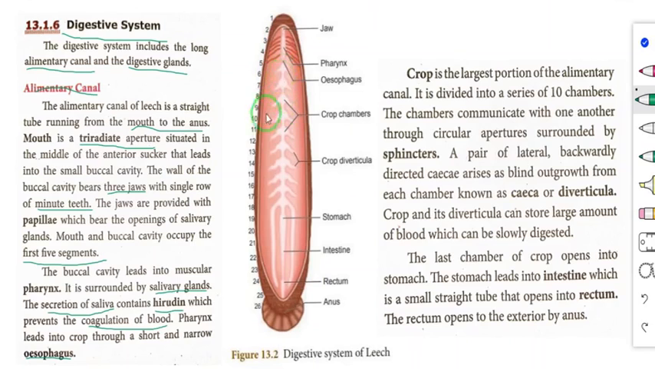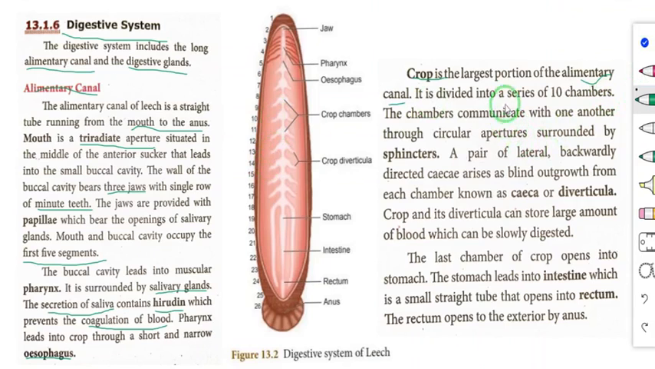Then the crop is the largest portion of the alimentary canal. So which is the largest portion of the alimentary canal? The crop is the largest portion. These are the chambers of the crop, this one, this one, this one.